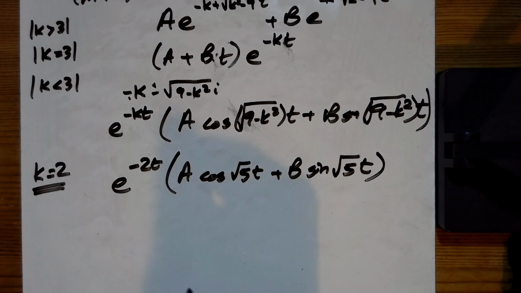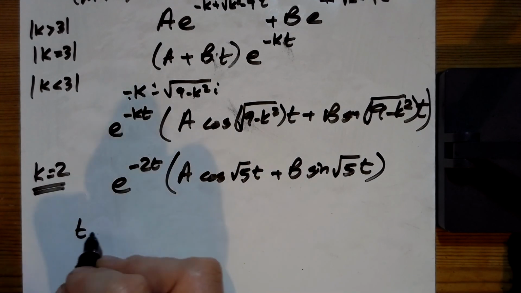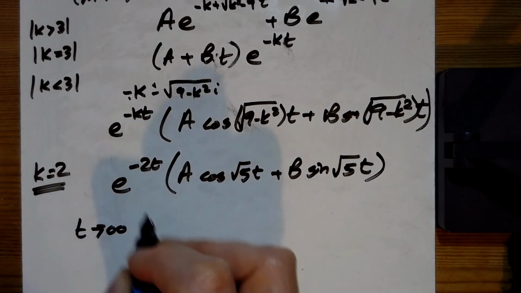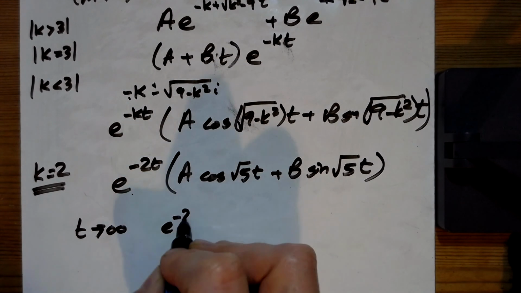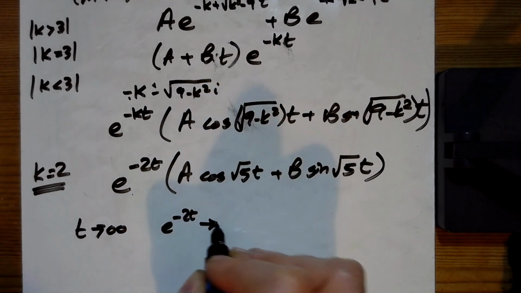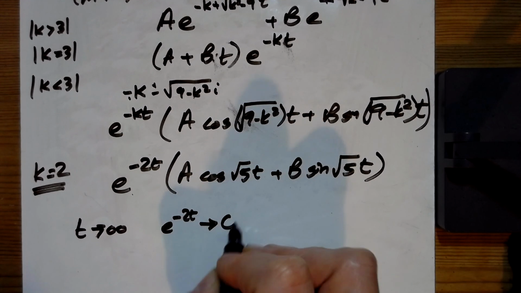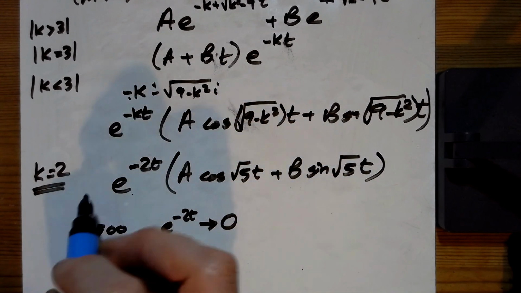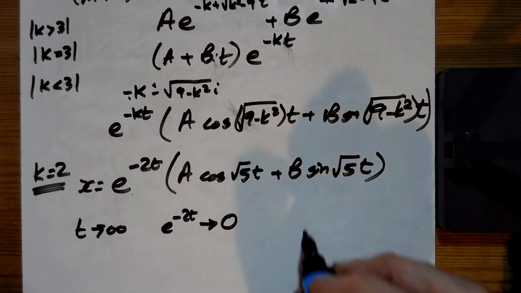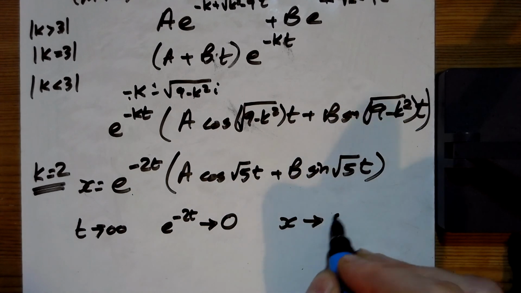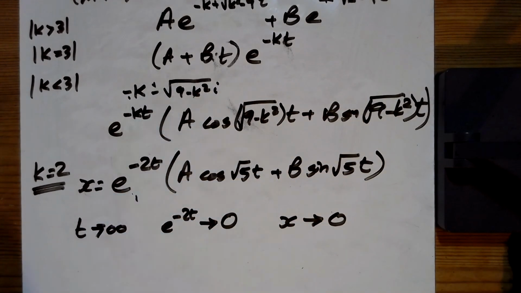Last thing, what's happening as t tends to infinity? Well, as t tends to infinity, e to the minus 2t is going to 0, isn't it? And so this whole thing here, this x, I think x is going towards 0 because that'll be driving it down to 0.